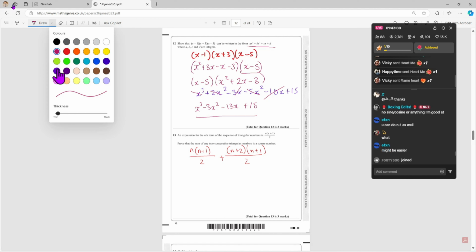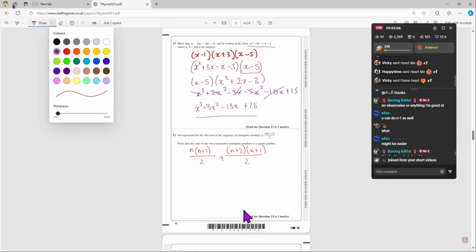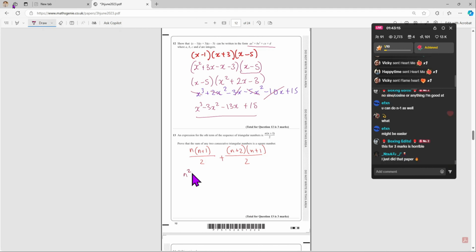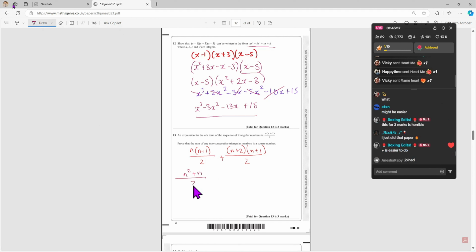Yes, can you do n minus 1 as well? You can do it if you want, but you should get n plus 1 squared as your final answer. I'll show you what the final answer should be, okay? So now once you do that, you expand them out, so you're going to get n squared plus n over 2 plus, then you're going to get n squared, then n times 1 is going to be plus n plus 2n plus 2 over 2.